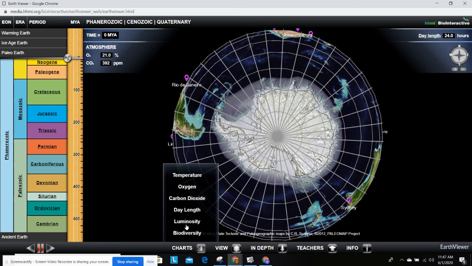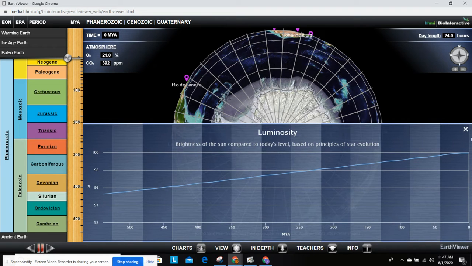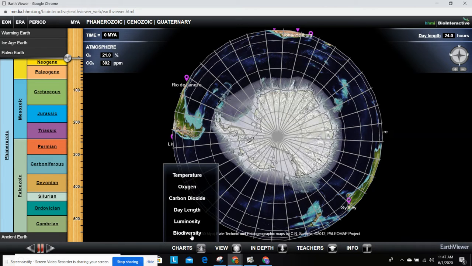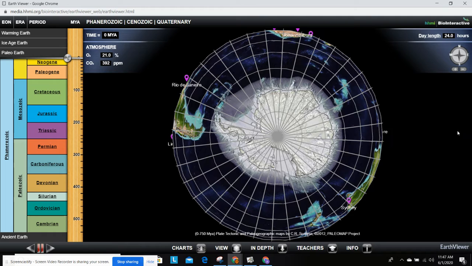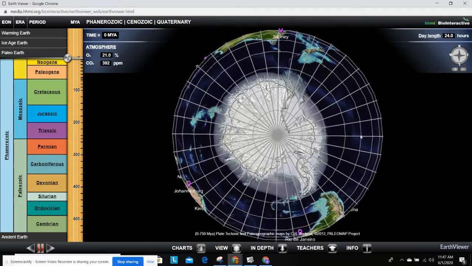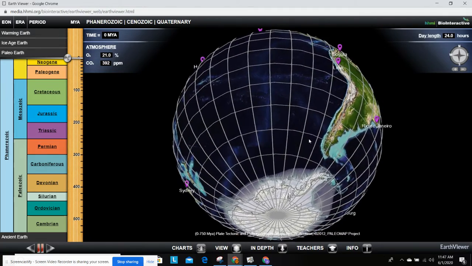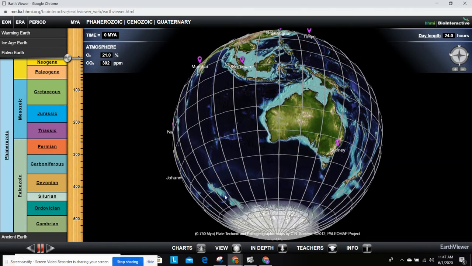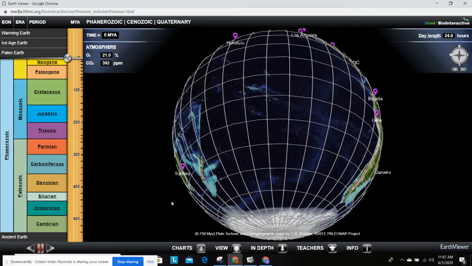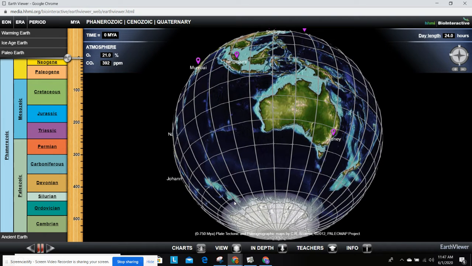You can see the luminosity, and then also you can see the biodiversity. The biodiversity went up and then it went down and is now constant. Also you can look at the surface of the earth, what it was like at that time, and look at what type of continents exist here. There are different continents showing, so write down the percentage ratio of land to water and put all the readings in your data chart.